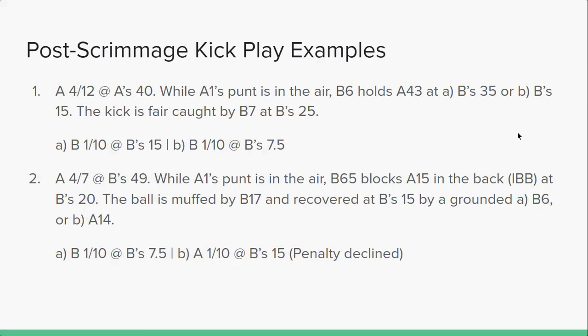In the second example, however, A's in possession. They would decline the penalty. If they were to accept the penalty, this would not meet a post-scrimmage kick enforcement. We would go back to the previous spot and enforce the penalty 10 yards. In that case, it would be enough for a first down. That is an impractical result for A, since they got a lot more yardage from declining the penalty.